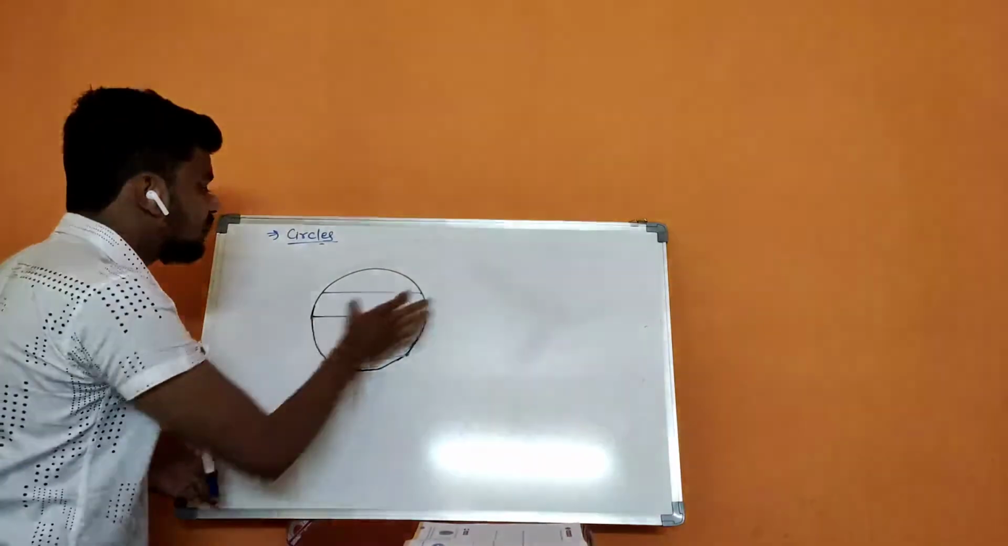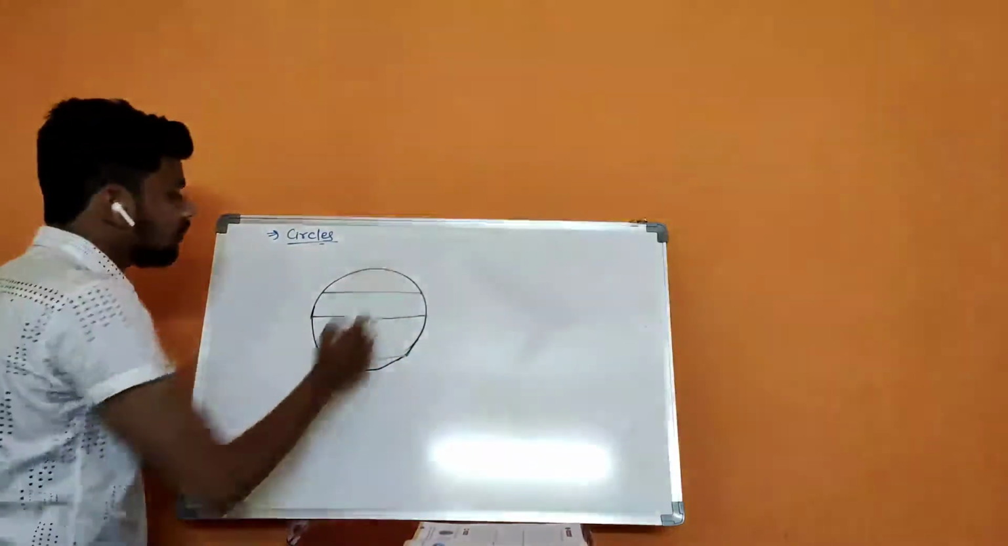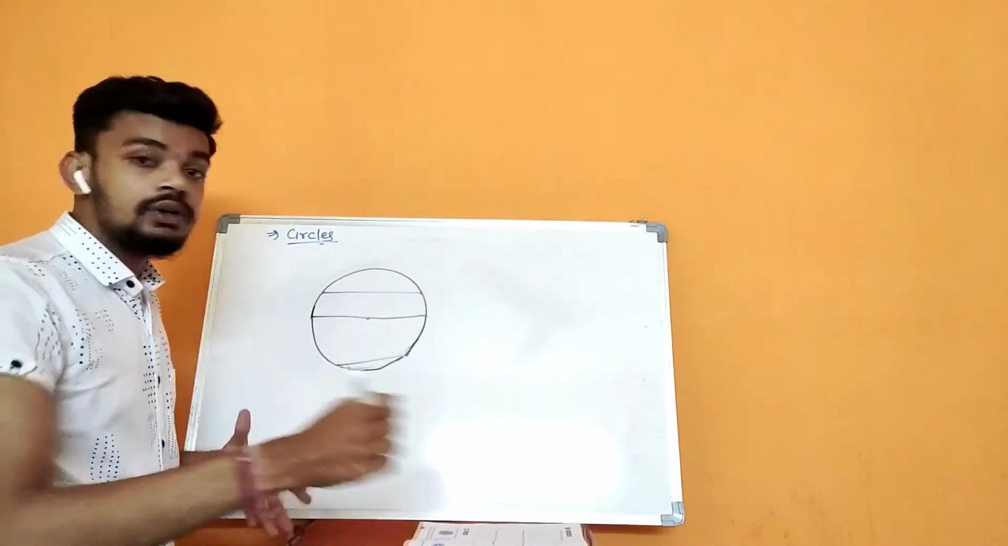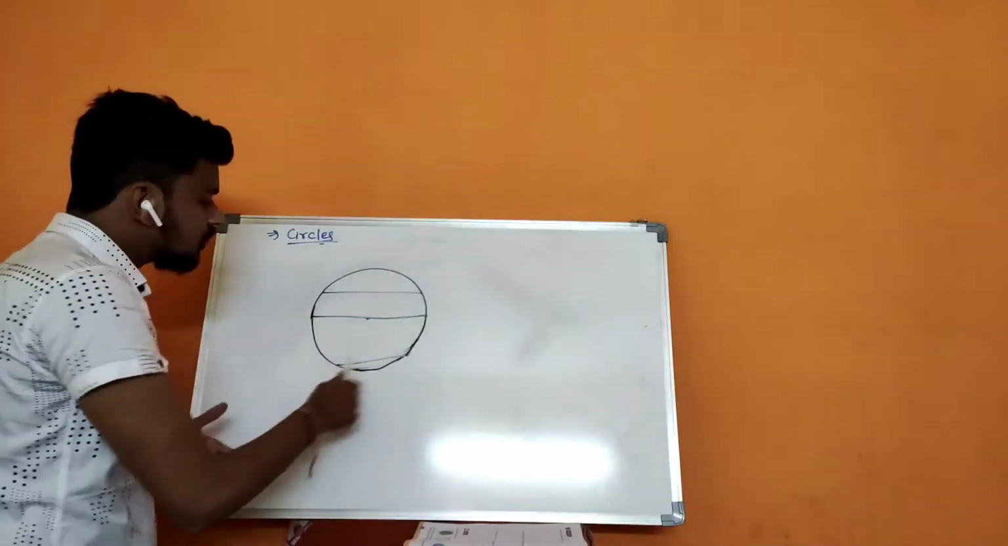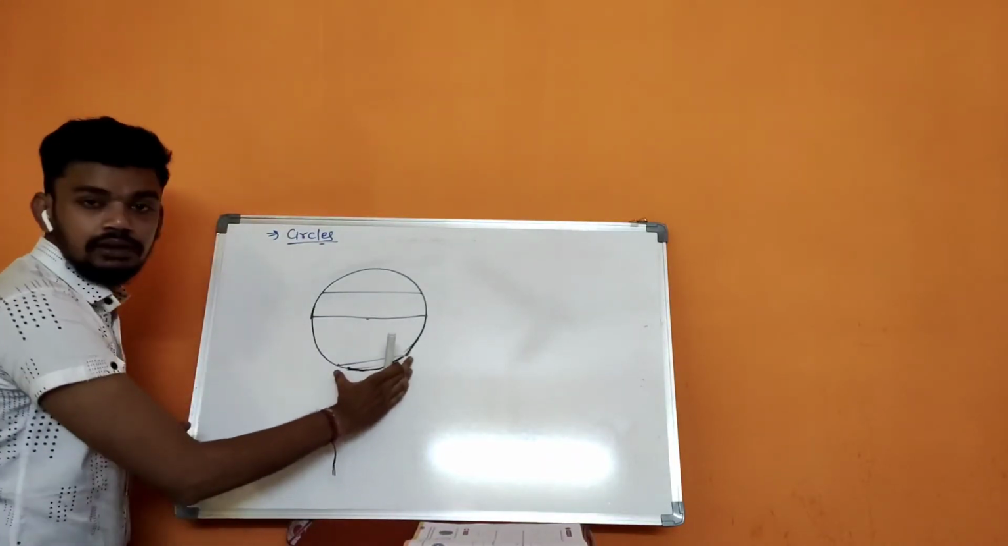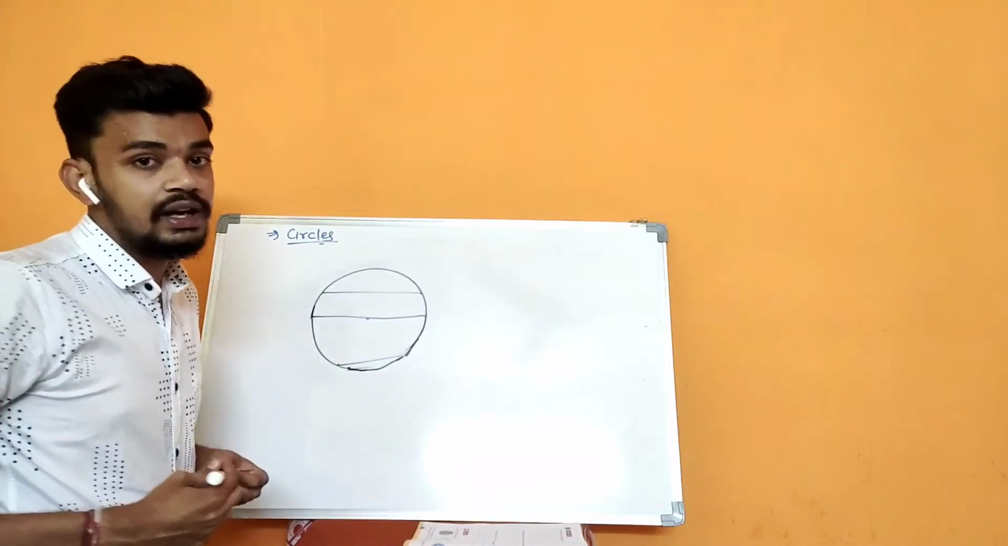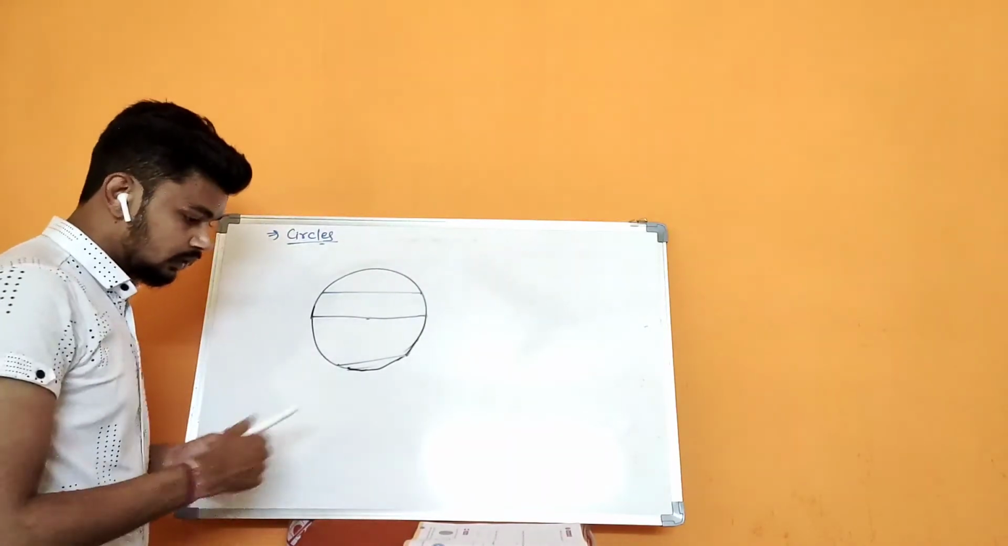Understood? All the diameters, if we draw any diameter in the circle, then we can say it is included in the chord. But all the chords, as you can see, this is a chord, but we cannot include it in the diameter. Understood? Okay.